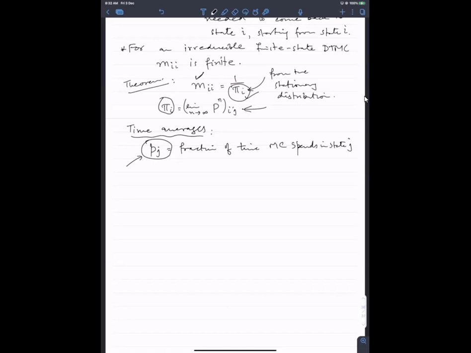So in continuous time, this pi i might not be the same as Pj, but for the discrete time Markov chain, Pj is the same as pi j. The probability of finding your Markov chain in state j is the same as the fraction of time the Markov chain will spend in state j.